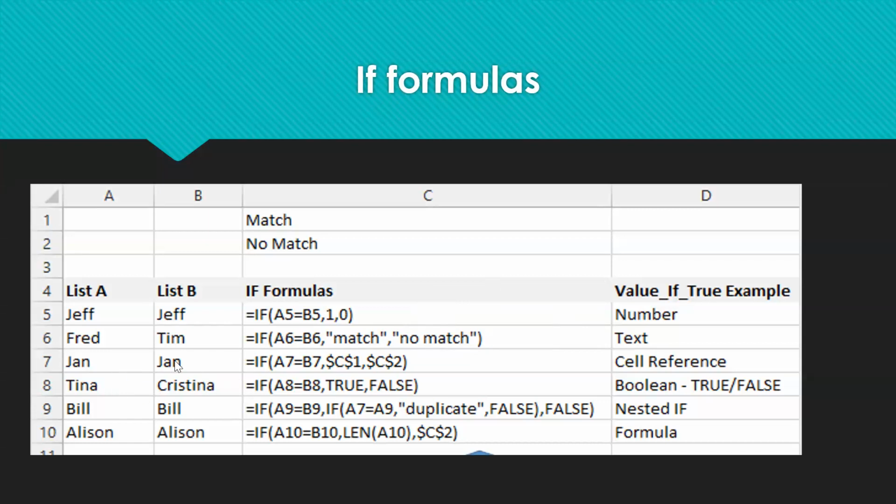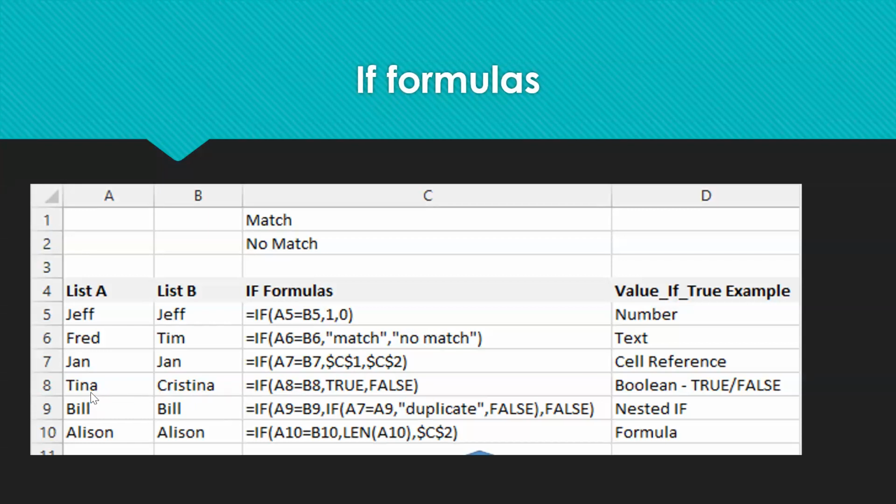Here in this one the value is true, so A7 is equal to B7, and it is going to print whatever is in the value C1. C1 has the value match, so match will be printed here. Then we have the next one, Tina is equal to Christina, A8 is equal to B8.